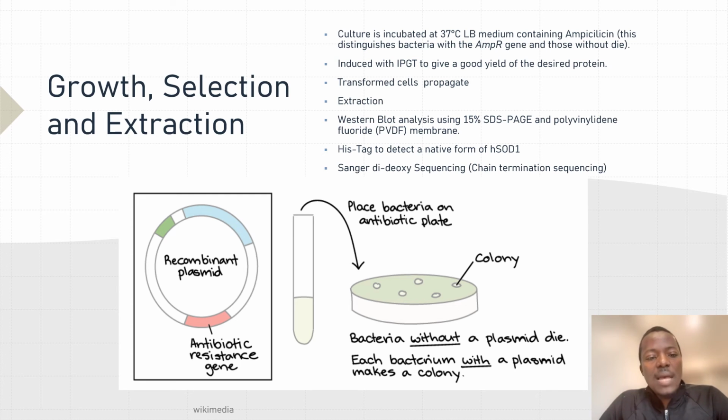Now remember that our vector has the ampicillin resistance gene. So what happens is that the bacteria placed on the antibiotic plates will now distinguish between bacteria that have the ampicillin resistance gene and those that don't. Those that don't have the gene will die off, while the ones that have the ampicillin resistance gene will now propagate. They will grow and form colonies.